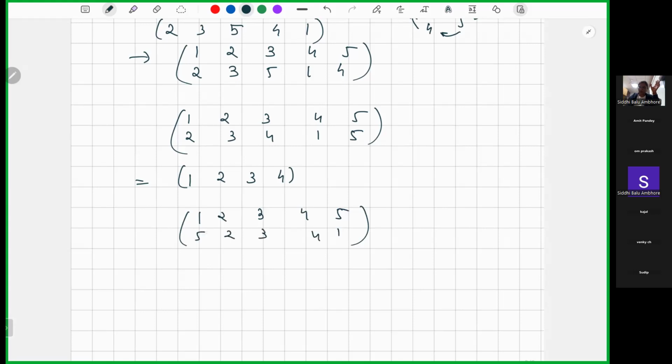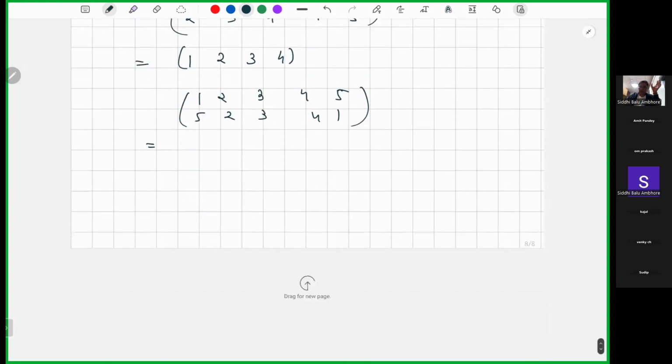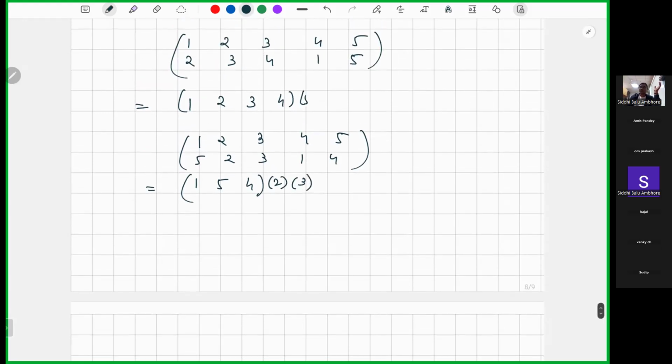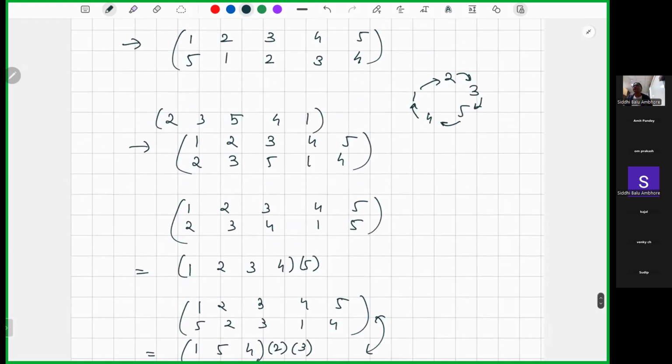Or let me write this in better form: 5, 2, 3, 4, 1. So 1 is going to 5, 5 goes to 4, 4 going to 1 again, and 2 and 3 are as they are. So this doesn't matter. 2 is going to 2, 3 is going to 3. We either write it or we don't write it, it won't make any change. But that's how cycles are written. So cycle to long form to cycle. I hope this is clear now.